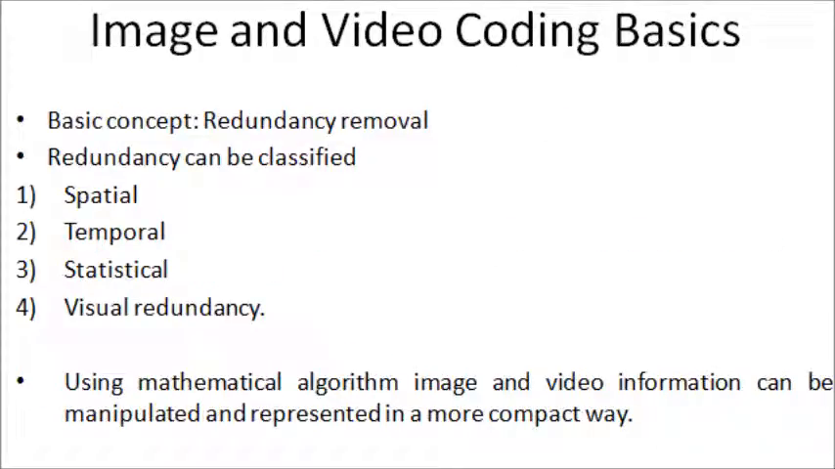Let us now discuss the image and video coding basics. The basic concept of image and video compression is redundancy removal. The types of redundancy are spatial, temporal, statistical, and visual redundancy. By using some mathematical algorithms and human visual system characteristics, the digital image and video information can be manipulated and thus represented in a compact way.